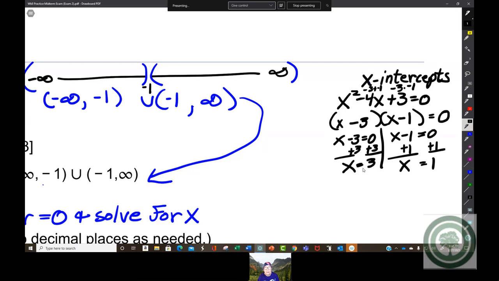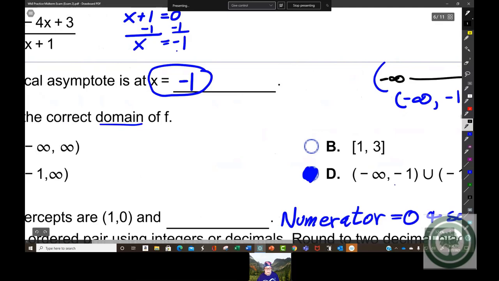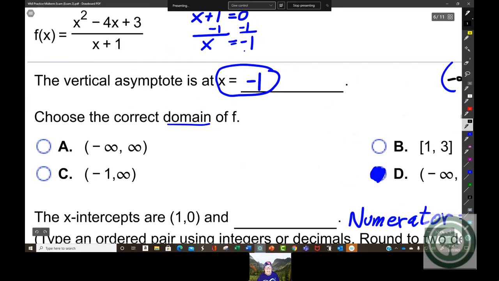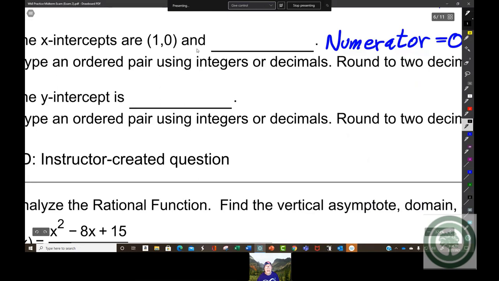Okay, the x-intercepts are, you have to turn them into points. We were already given this point. This is going to be the other one. So I come over here. The x-intercepts are (1, 0) and (3, 0).